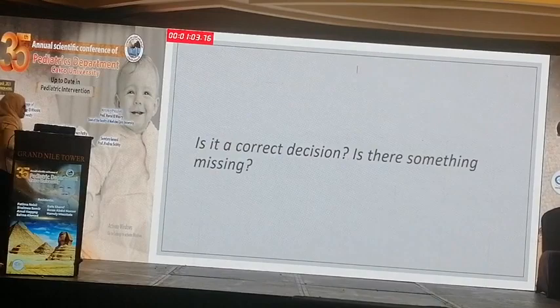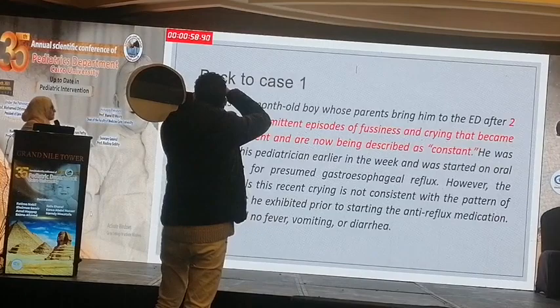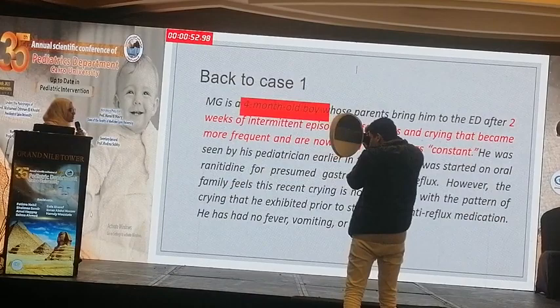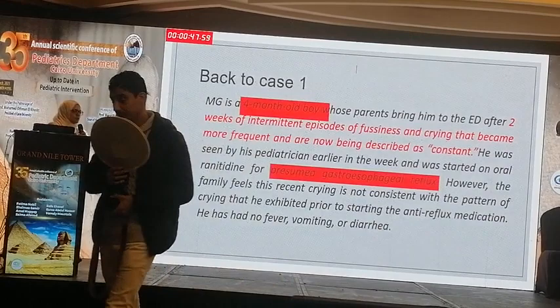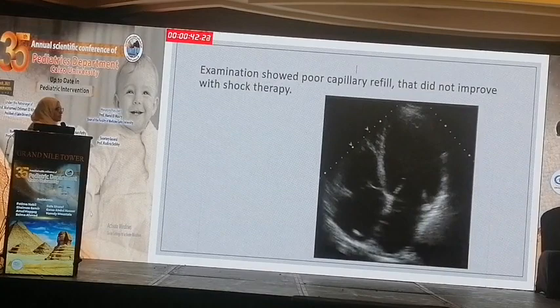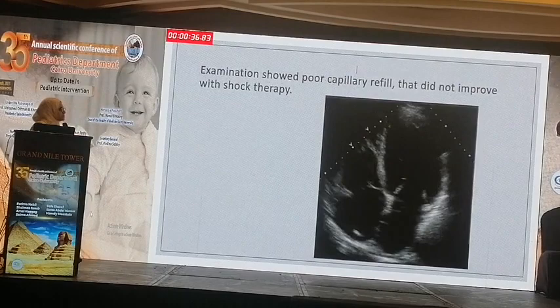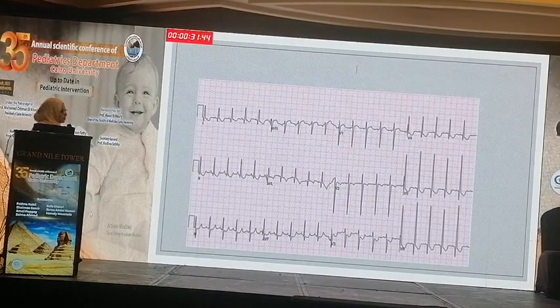Okay, let's review the cases. Back to case one, we have a 4-month-old boy who presented with attacks of crying, misdiagnosed as gastroesophageal reflux, and didn't improve on regular treatment. The patient presented to the ER with a picture of cardiogenic shock, and echo showed dilated cardiomyopathy. As is common with dilated cardiomyopathy, a 12-lead ECG was done, but it was misinterpreted as a normal ECG. But if we look back, we find that there are pathological Q waves in lead 1 and aVL.